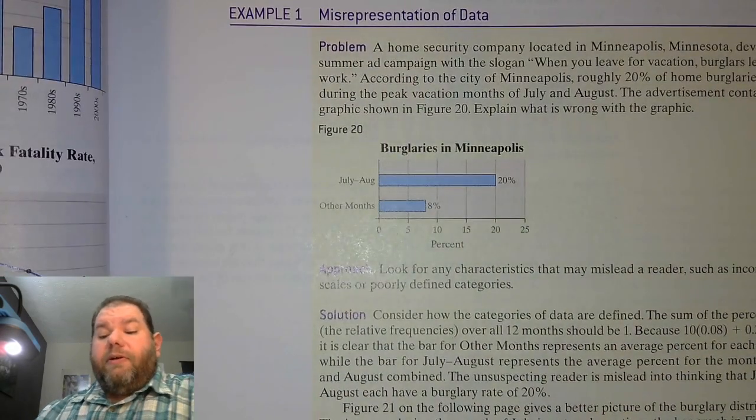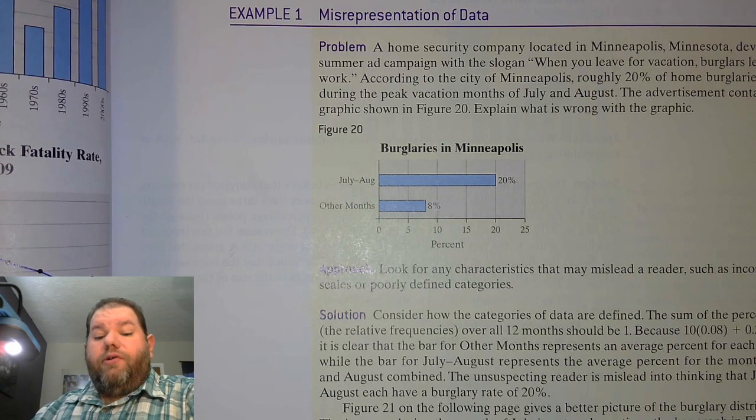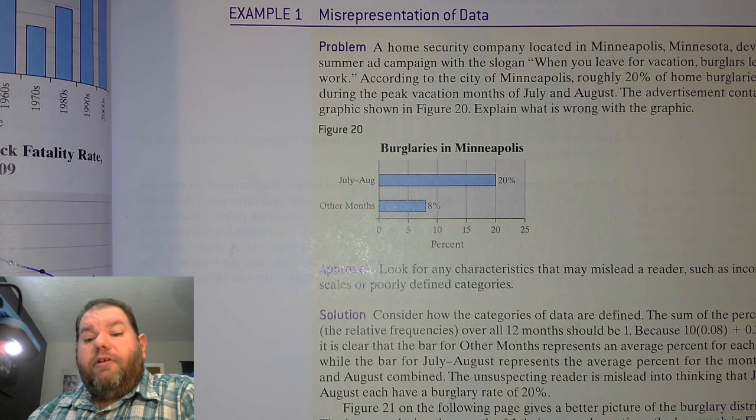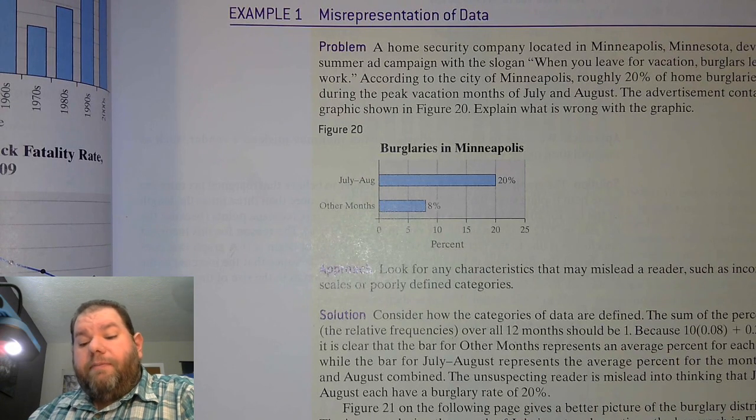The other thing I want to talk about today is section 2.4, and this is on the graphical misrepresentation of data.